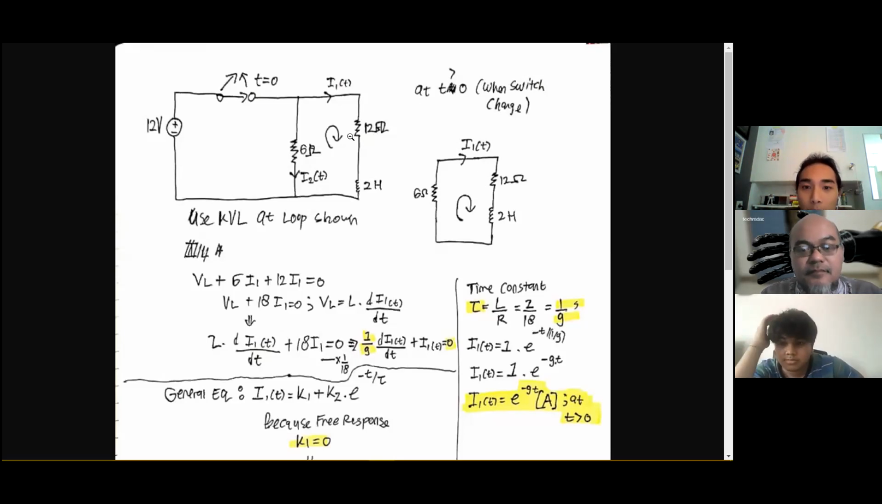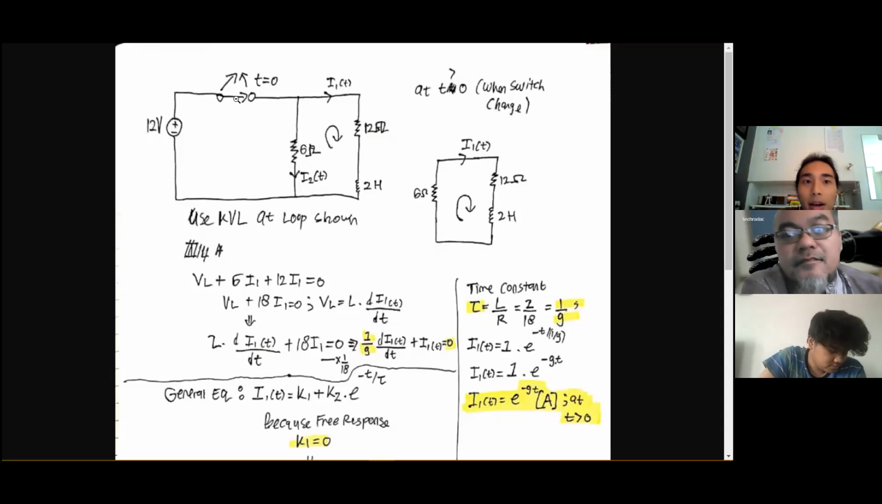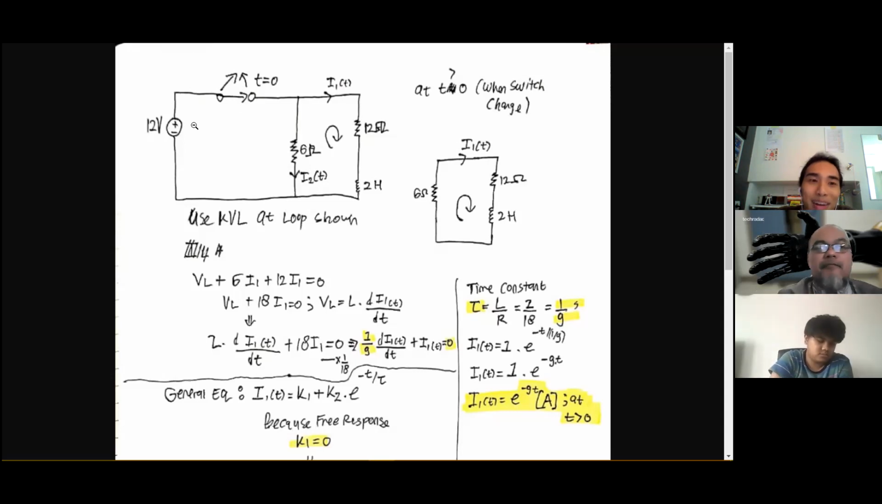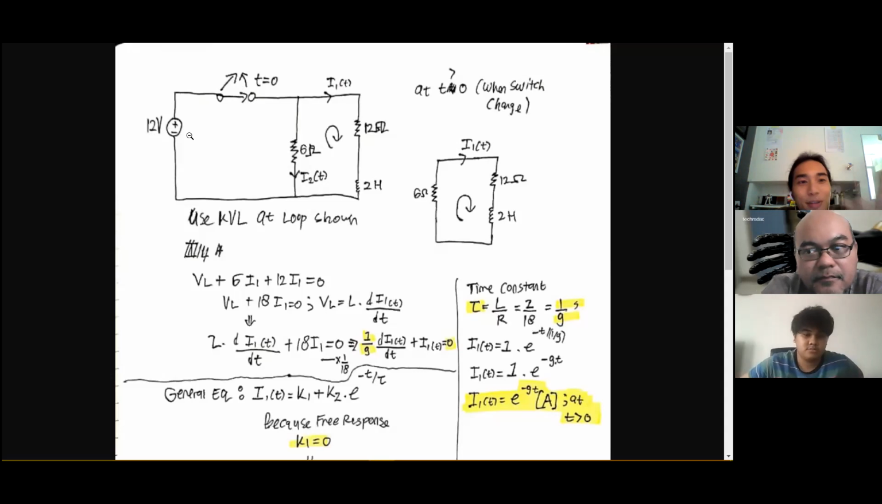Okay, so I will explain first. This is the schematic of the circuit, and the question asks, what is the current I1 as a function of time at the transient condition when the switch changes. Now, first of all, at t bigger than 0, when it's already unplugged, we can leave the 12 volt behind because it is not connected with this loop here.